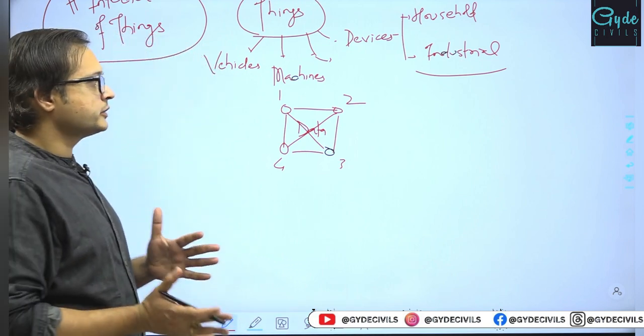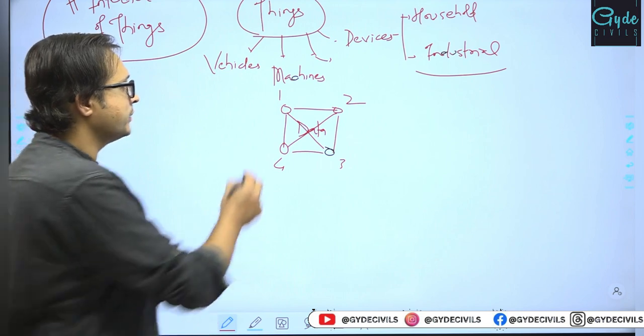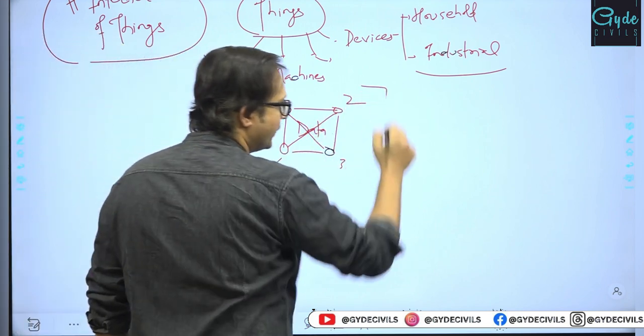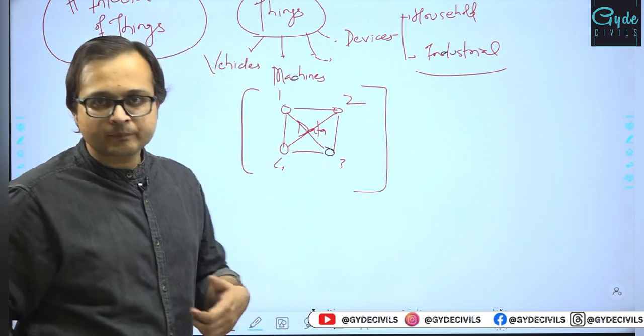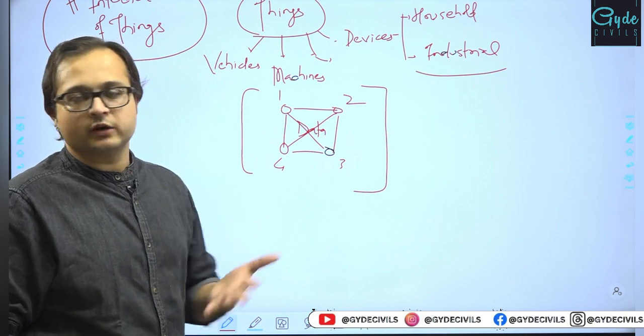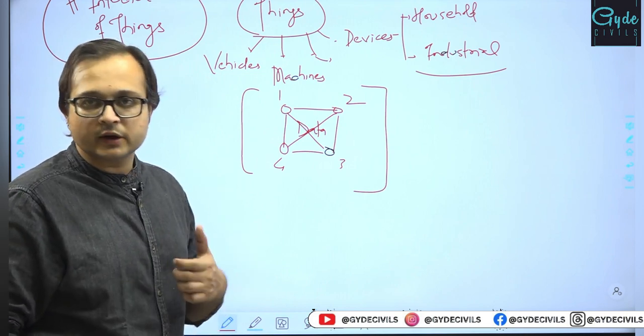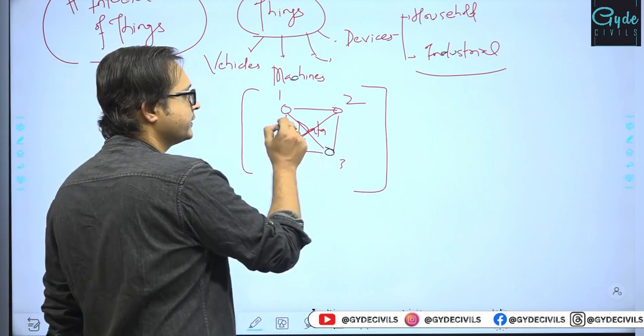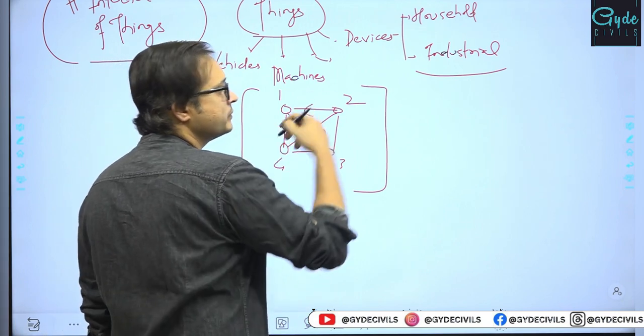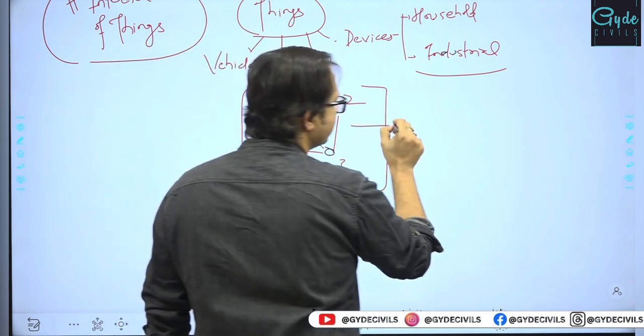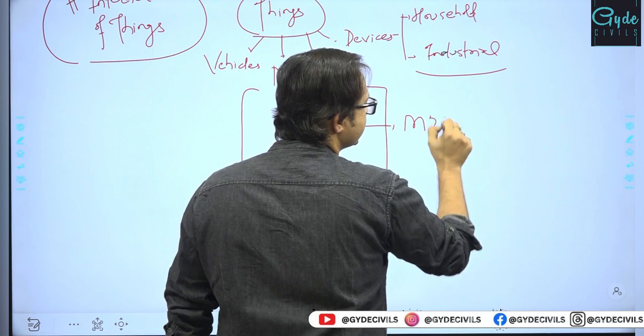Basically, this is also not the Internet of Things. This is one part of Internet of Things. When devices are connected together, one machine can provide data to the other, or one machine can receive data from the other also. Whenever there is transmission of data between machines and devices, this becomes machine to machine communication, M to M.